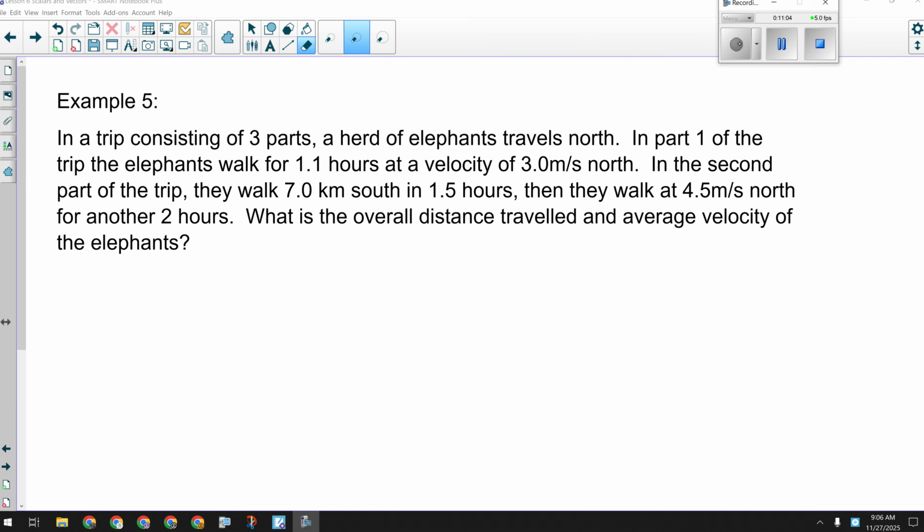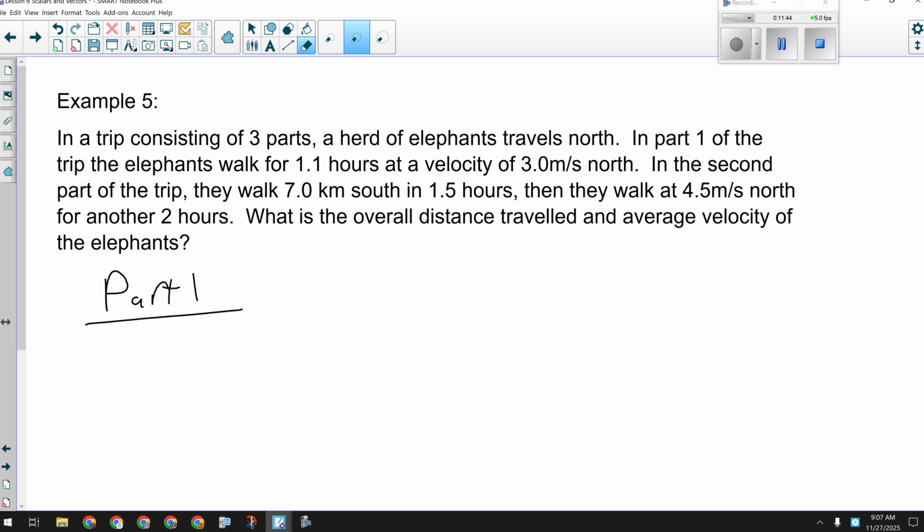One of the other things that makes this question really involved is I put all sorts of units in it. I give you meters per second, and then I give you hours, and then I give you kilometers. I'm making you do a lot of conversions here because that's something we have to do a lot of in physics. So let's start writing these givens down. In part 1, we know that the elephants walk for 1.1 hours at a velocity of 3.0 meters per second. Do I want my time in hours or seconds then?